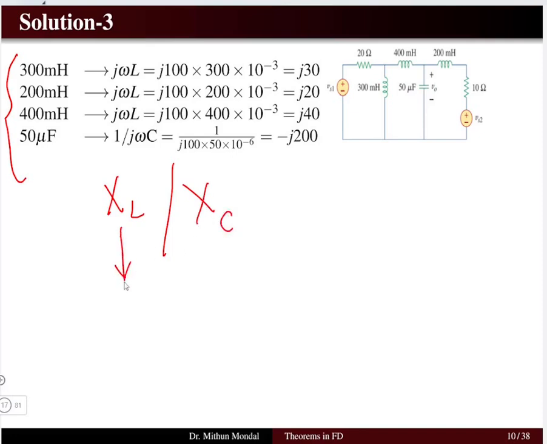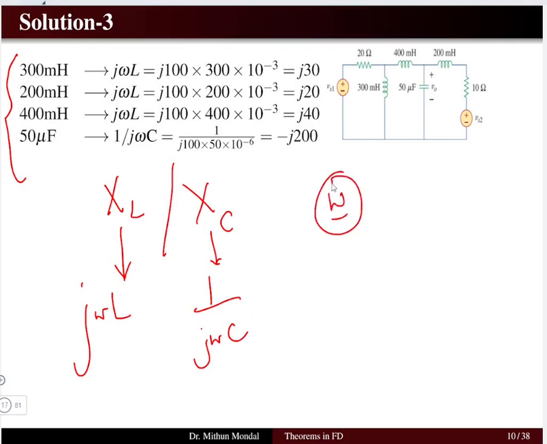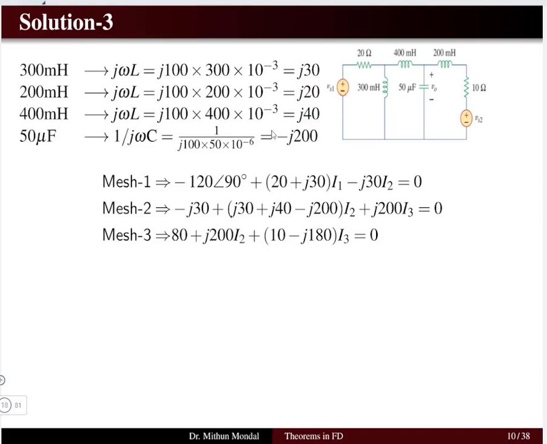So XL will be equal to j omega L and XC will be equal to 1 by j omega C, where omega is the frequency which is constant throughout the network, which we can obtain from the source voltage instantaneous equation. So we have converted all the inductors and the capacitors into their equivalent reactance. Now for the new circuit, we will be having a three mesh problem.